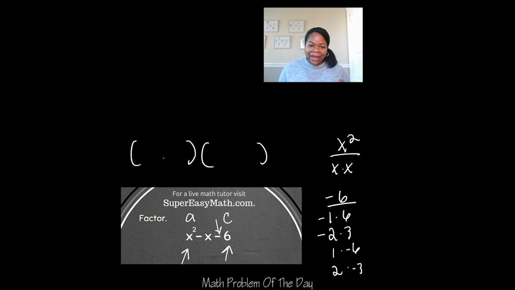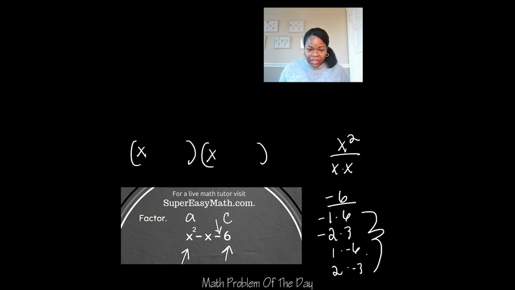So I know that x squared is going to be broken down into the x times x. There's no other choices, and those are going to be the first terms in each of my new factors. Then as far as the sign and the number that goes here, it's going to be one of these choices.